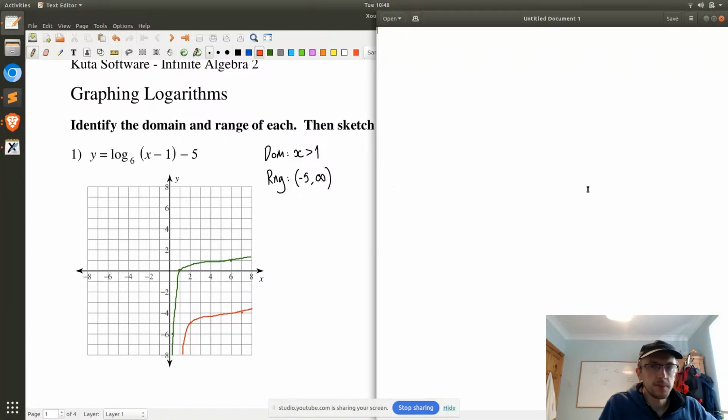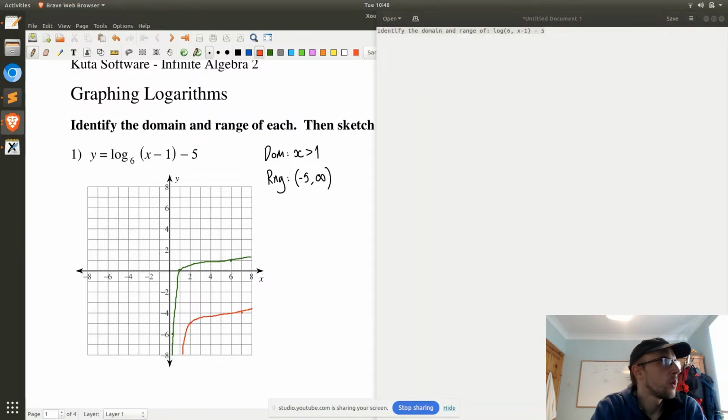So, identify the domain and range of... quickly ask Gemini to do this.